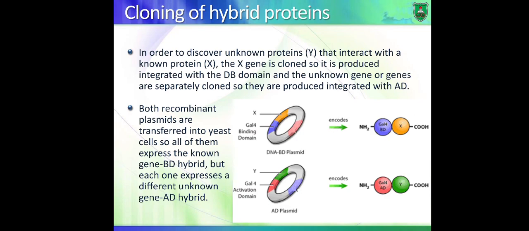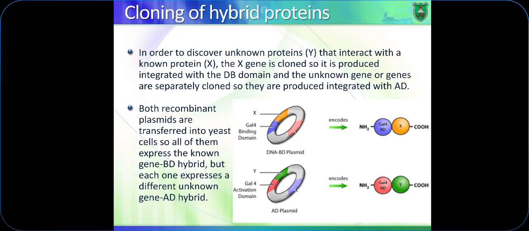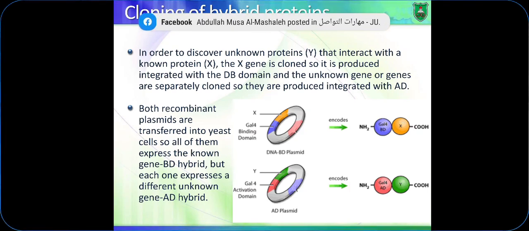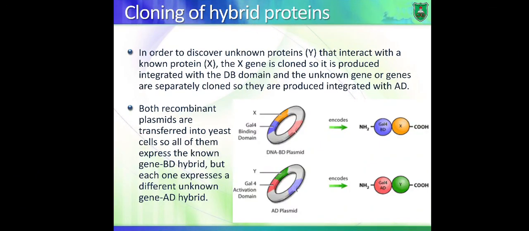We have a library of this other plasmid. Okay? Different plasmids having different Y genes. So we have, let's say, Y1, Y2, Y3, and all of them. So each gene is in a plasmid, and each gene, when it is synthesized, it is synthesized along with the activation domain of the GAL4 protein. So we have protein Y conjugated to, or part of it, the activation domain of GAL4.